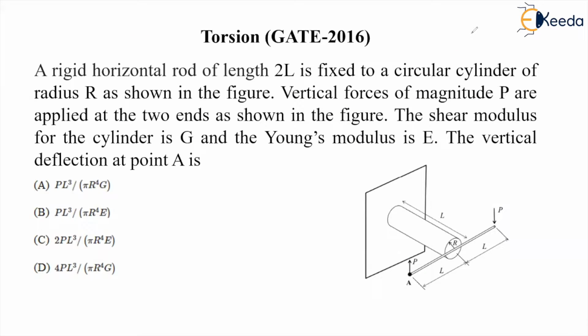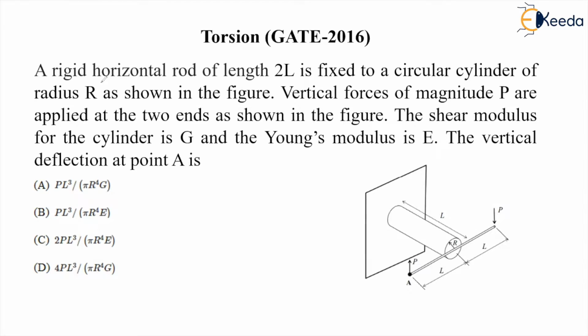In this question, it is given that a rigid horizontal rod of length 2L is fixed in a circular cylinder. Radius R is given to us. Vertical forces of magnitude P are applied at the two ends. The shear modulus for the cylinder G is given to us, and Young's modulus is E. The vertical deflection at point A we have to find out.